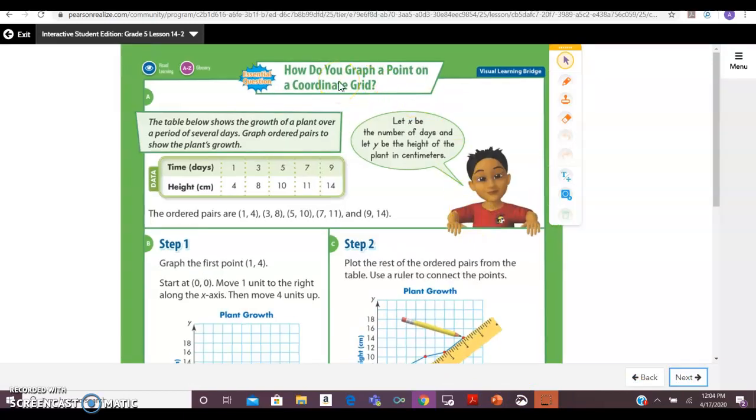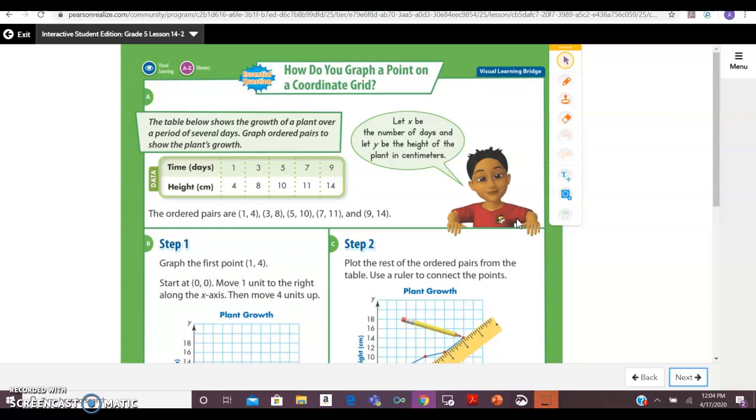All right, so how do you graph a point on a coordinate grid? Part A. The table below shows the growth of a plant over a period of several days. Graph ordered pairs to show the plant's growth. Whenever we're looking at a table of data, it doesn't tell me what's my X, it doesn't tell me what's my Y. We have to think about it.